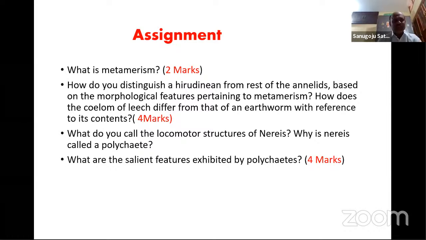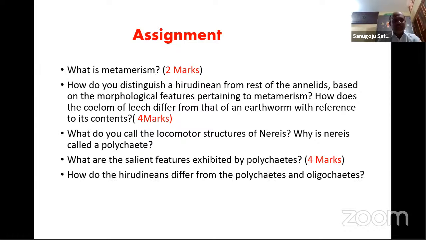And what do you call the locomotor structures of Nereis, and why is Nereis a polychaete? Can you tell? Yes, poly means many. Locomotor structures in Nereis? Yes, setae. Setae are the locomotor structures that are present in polychaeta. What are the salient features exhibited in polychaetes? Polychaete is very much important. It will be covered in IPE under 4 marks. So you have to go through the polychaetes' general characters in the classification.